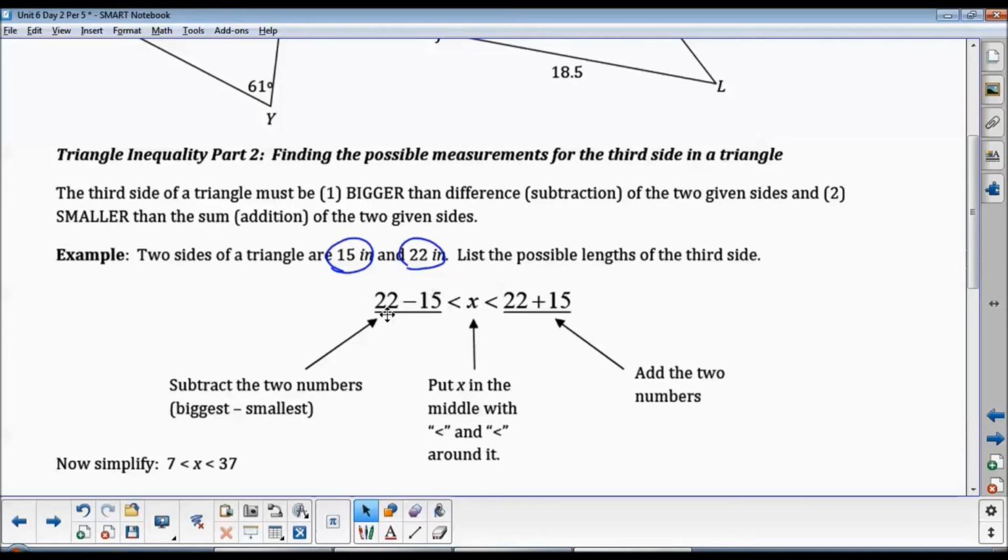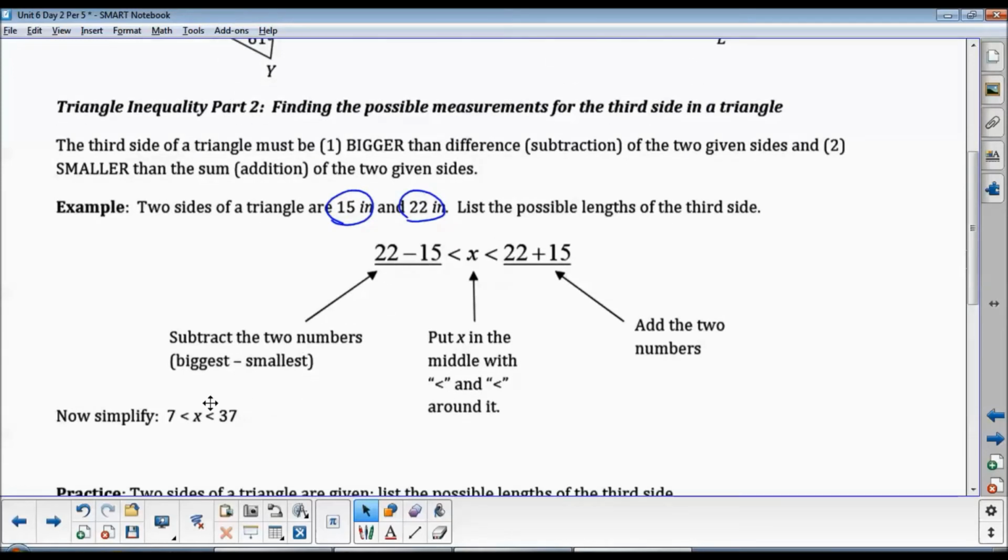So 22 minus 15, and it has to be smaller than the sum. So that's 22 plus 15. And you can go ahead and simplify that. So 22 minus 15 we know is 7, and 22 plus 15 we know is 37. So that third side of the triangle can be anything between 7 inches and 37 inches. It can't actually be 7 inches or anything smaller than 7 inches. It can't actually be 37 inches or anything larger than 37 inches, or else it wouldn't be a triangle. But it can be anything in between those two numbers.